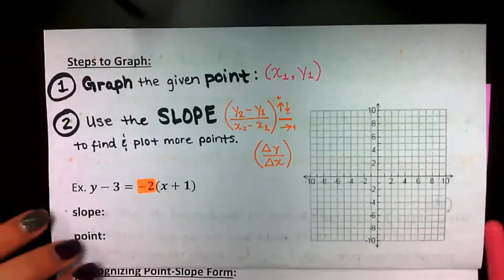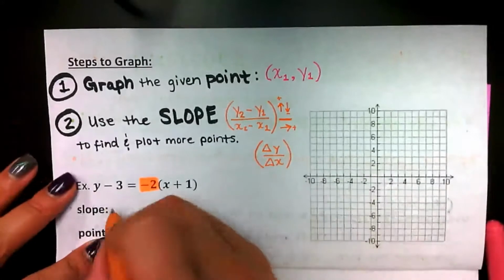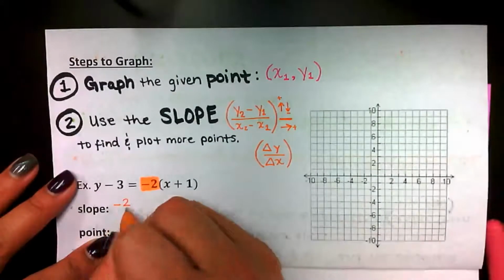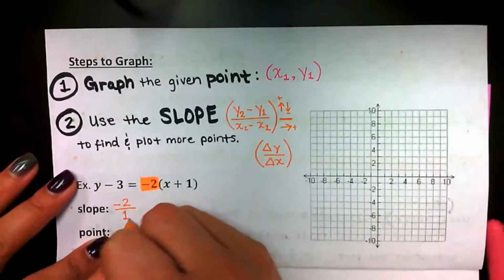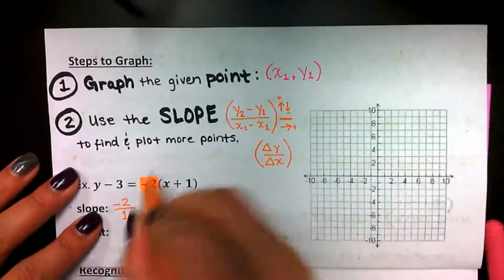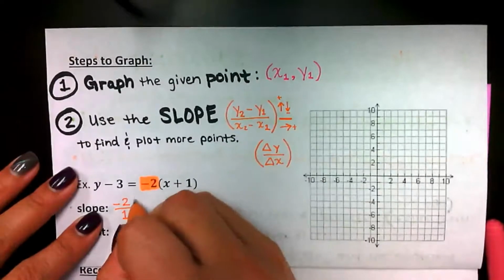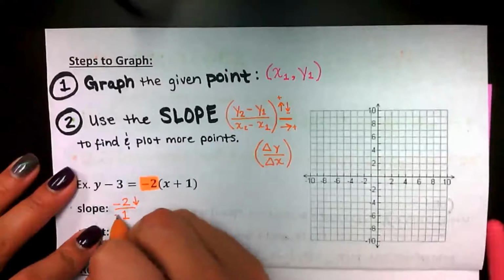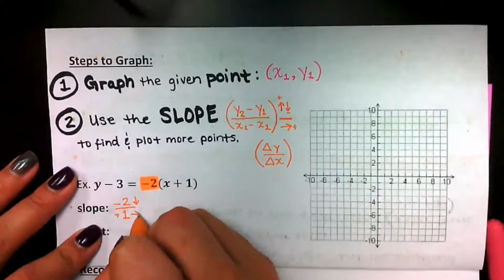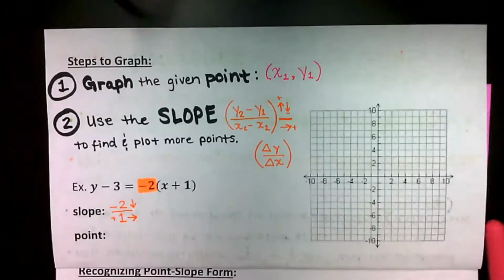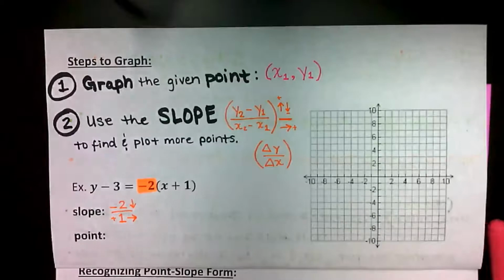All right, so -2. Let's turn that into a fraction, -2 over 1. Since it's negative, I'm going to go down. My 1 is positive, so I'm going to move to the right. All right. Now the point. Oh, goodness. This is where everybody kind of messes up.